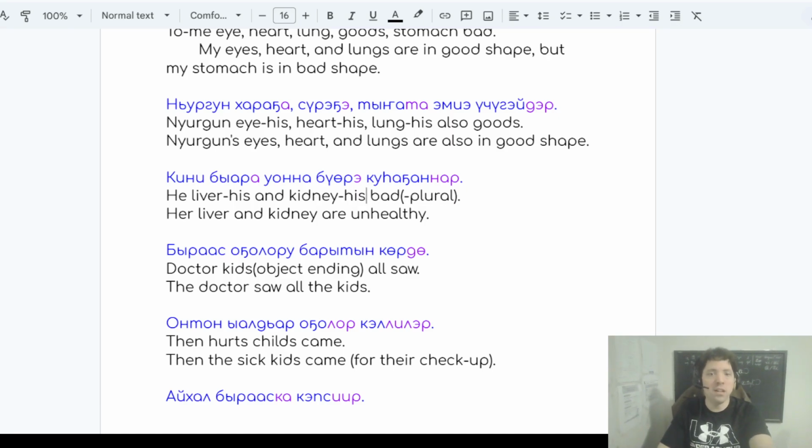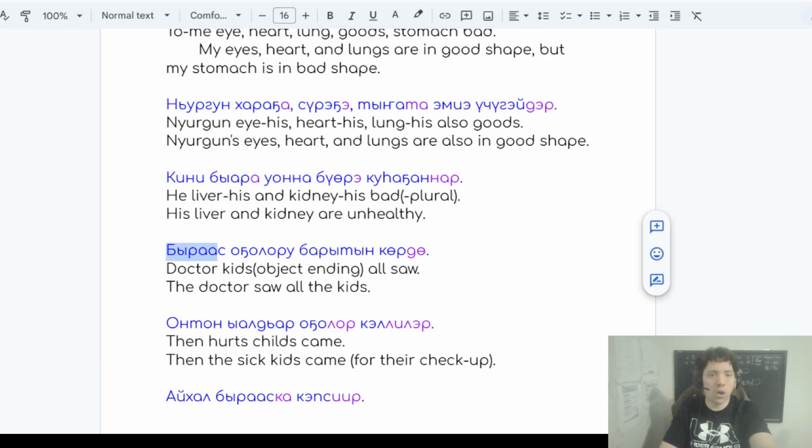Bad, plural ending, or bad, or unhealthy. His liver, that was my mistake. His liver and kidney are unhealthy. Kidney bara wana pure kohaganar. Okay.